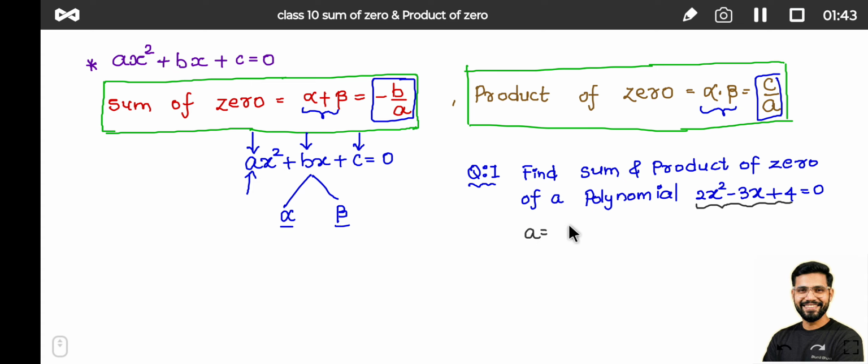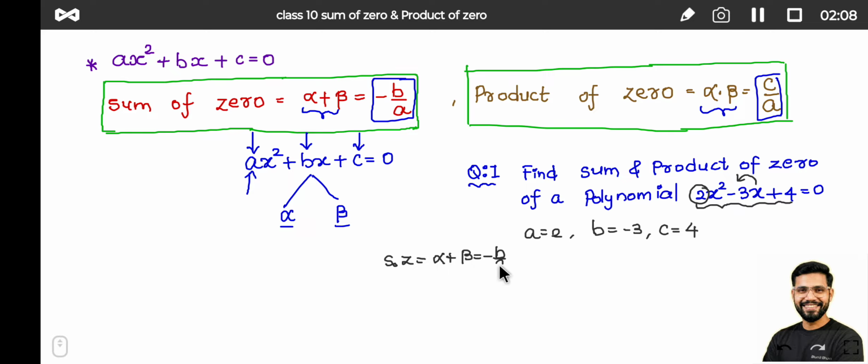Here a is the coefficient of x square, which is 2. Then the value of b, which is the coefficient of x, is minus 3. And the value of c, which is the constant term, is 4. For the sum of zeros, the formula is alpha plus beta equals minus b upon a. So minus the value of b, which is minus 3, upon a, which is 2. Minus minus gives plus 3 by 2. This is the sum of zeros.